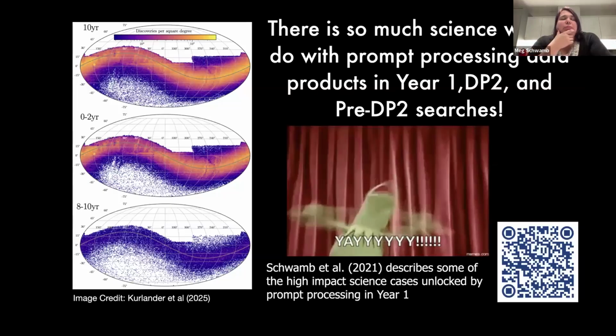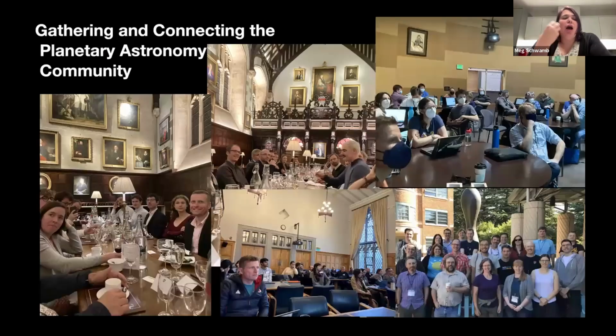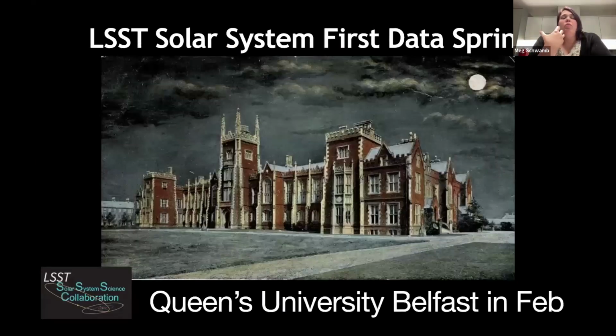Okay, so what is the point of the Solar System Science Collaboration? I think it really is about gathering and connecting the planetary astronomy community. It's linking you all together to do your science. We've been doing that through a series of sprints, so different snapshots over the years, and we've switched from these preparatory sprints to having our first data sprints in February at Queen's University Belfast. So I want to highlight that we're now switching modes, right, because of the start of the survey.